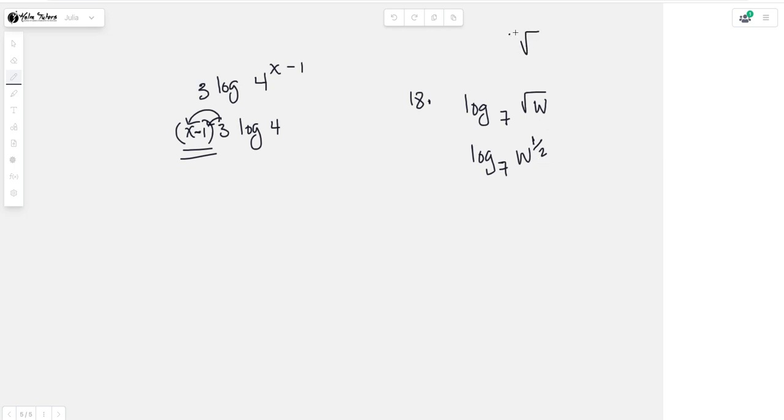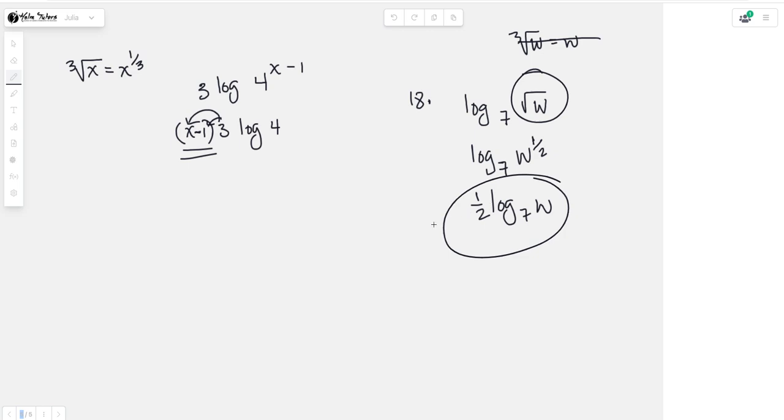So cube root is 1/3, and square root is 1/2, and so on. Cube root of x means x to the 1/3. Square root means x to the 1/2. Once you've gotten the square root in terms of a 1/2 exponent, then you can put the 1/2 in front and get 1/2 log base 7 of w. Done. Make sense? Okay, cool.